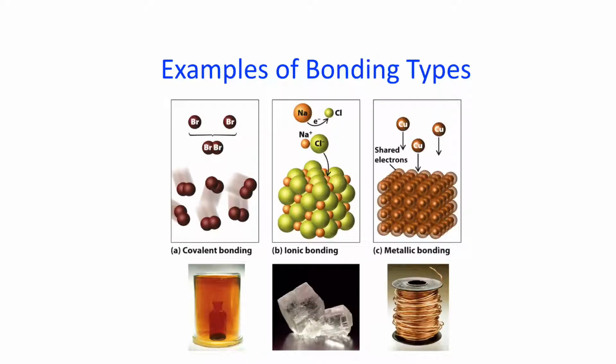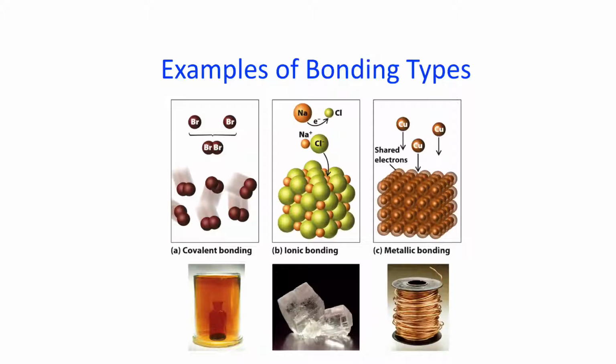Hi there. This video is going to give you an introduction to the different types of bonding you'll encounter in chemistry. We're going to focus our discussion this semester on covalent and ionic bonding examples, and we'll save metallic bonding for later. Covalent bonding is when two atoms share electrons in order to form their bond. Ionic bonding is when one atom gives an electron or more than one electron completely to another atom.